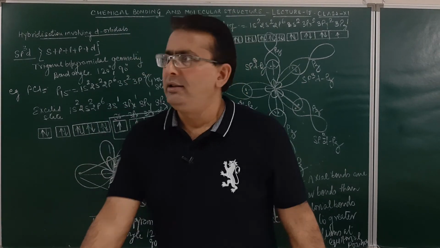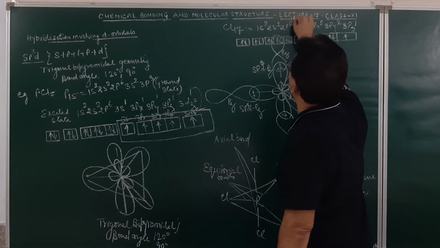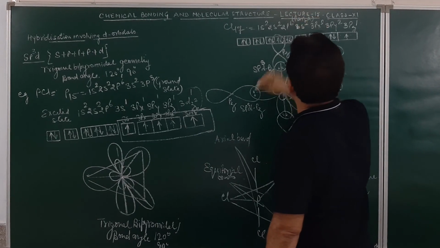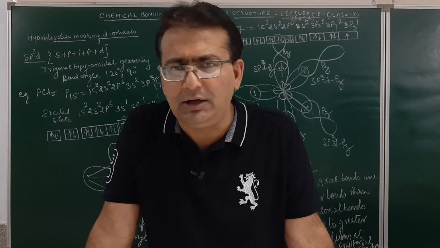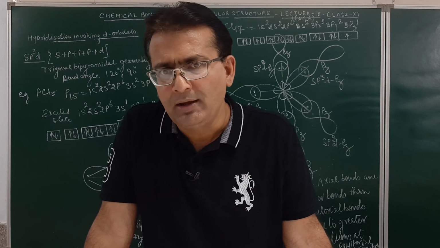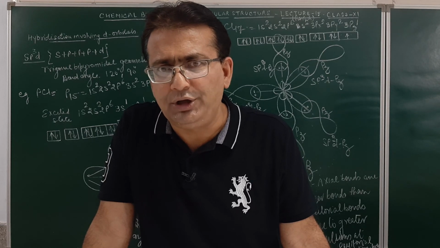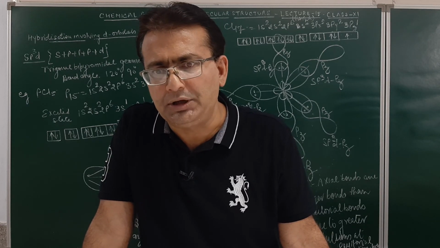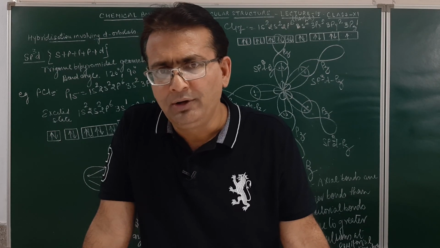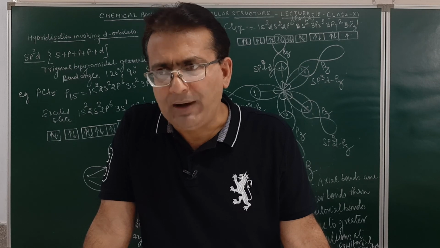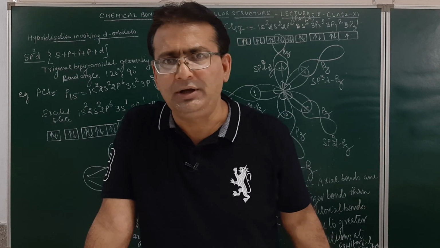So student, let me make this lecture 15 as part A of the lecture. In part A of lecture number 15, I have discussed with you sp3d type of hybridization. In part B of the same lecture, we will be discussing sp3d2 and sp3d3 type of hybridization. Am I getting clear, student? So in part B, I will be discussing with you sp3d2 and sp3d3 type of hybridization.